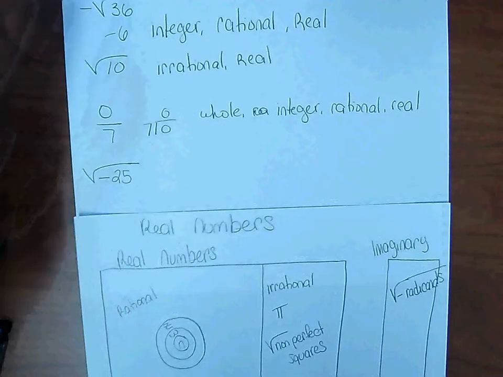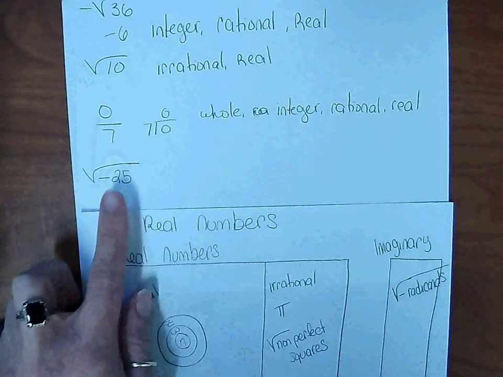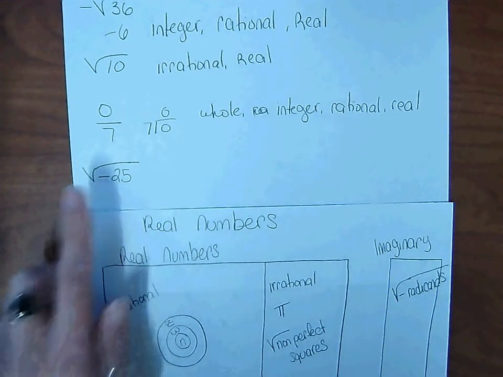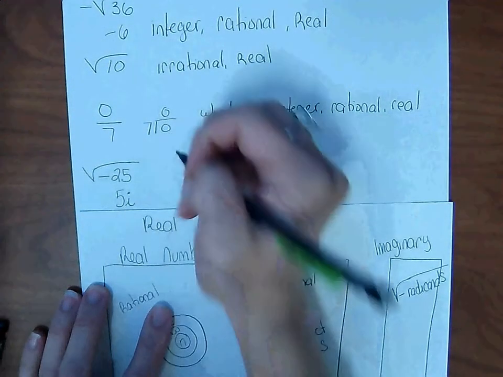And the last one, square root of negative 25. Well, 25 is a perfect square, it comes out as a 5, but the negative, this would come out as 5i. I for being imaginary. So this is an imaginary number.